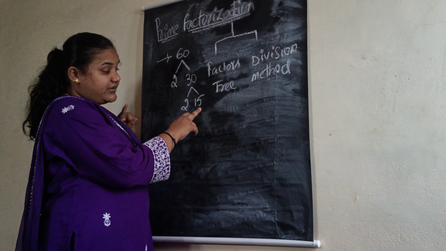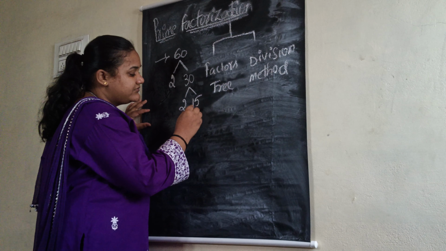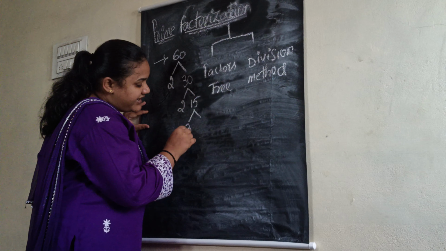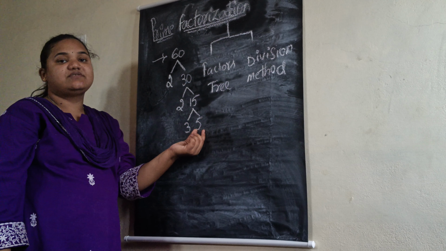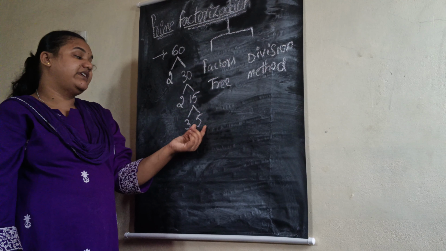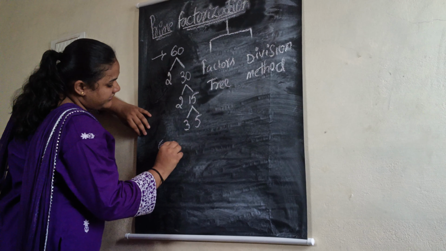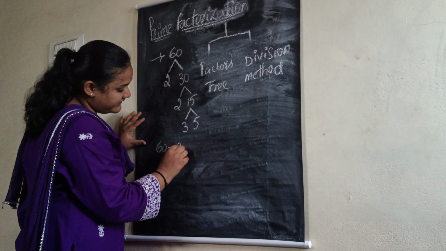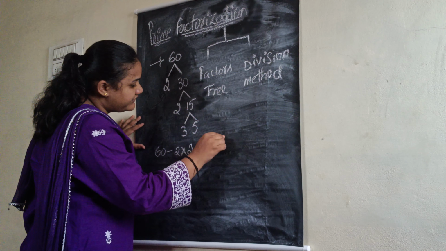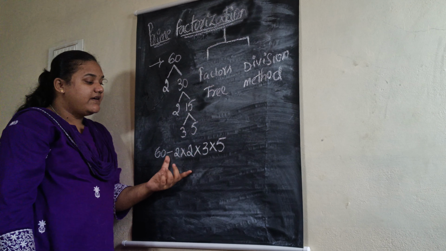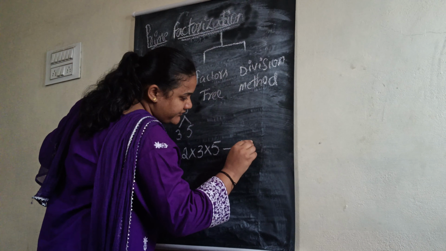But it is not divisible by 2, so we have to move to another prime number. The next prime number is 3. So 3 5s are 15. 3 is also a prime number, and 5 is also a prime number, which we cannot divide evenly. So how do we write it in a format? The prime factors of 60 are 2 into 2 into 3 into 5. These are the factors of 60, in expanded form.